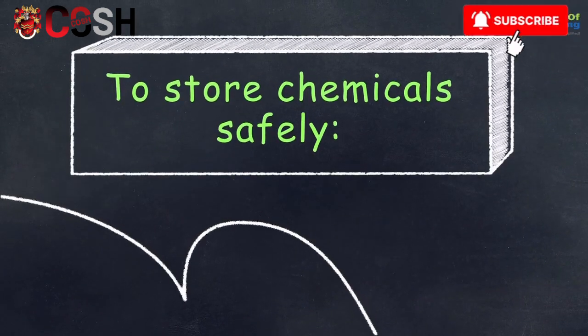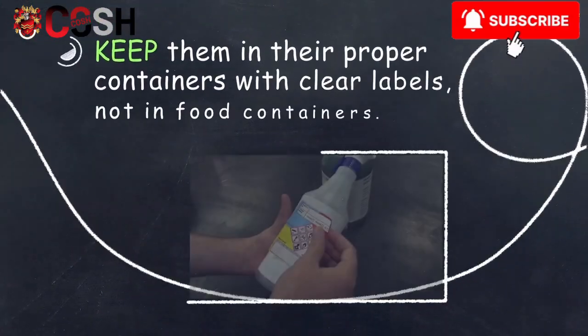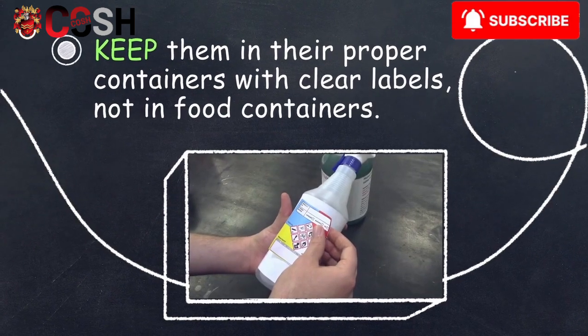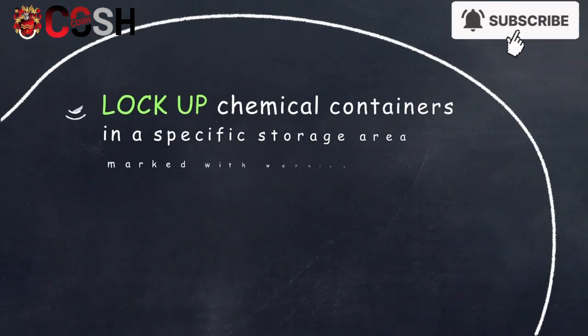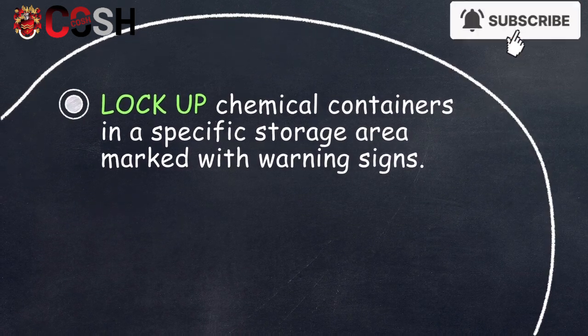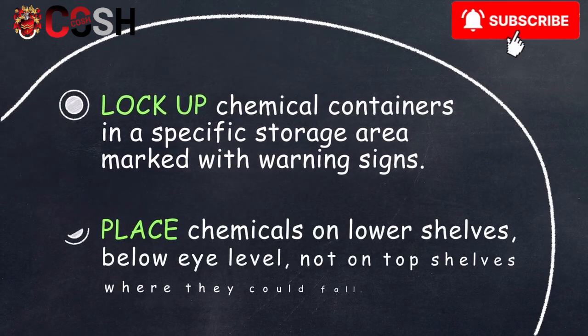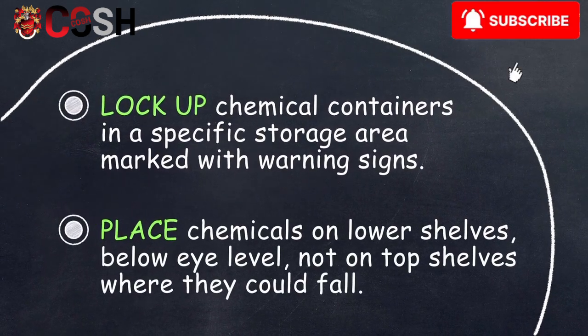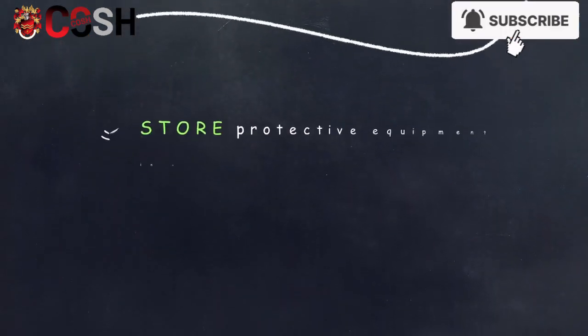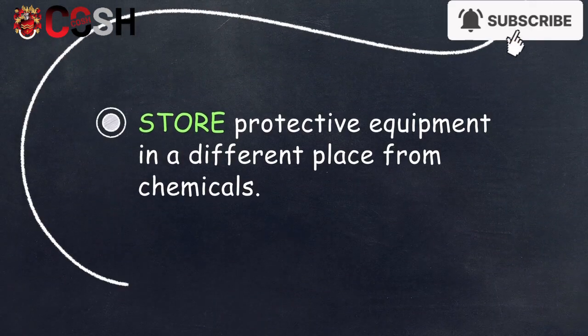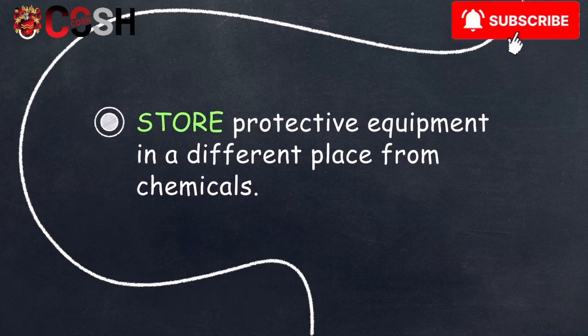To store chemicals safely, keep them in their proper containers with clear labels, not in food containers. Lock up chemical containers in a specific storage area marked with warning signs. Place chemicals on lower shelves below eye level, not on top of shelves where they could fall. Store protective equipment in a different place from chemicals.